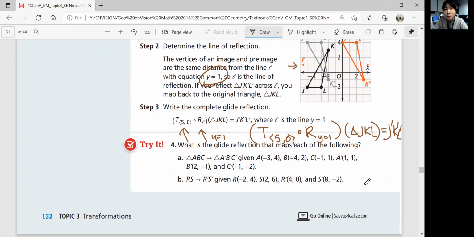Okay, so let's try number 4. Come back when you're ready. What's the glide reflection that maps each of the following? Okay, first part A, you have a triangle just like we had. Part B, you have a line.